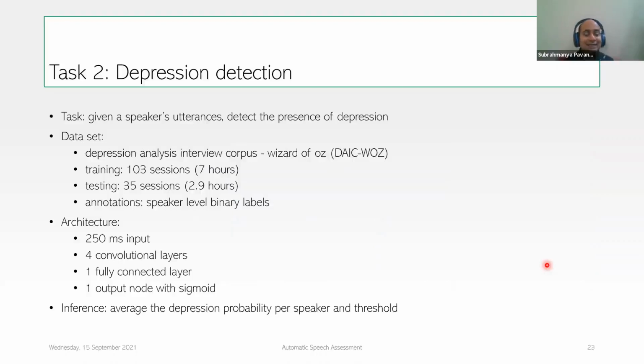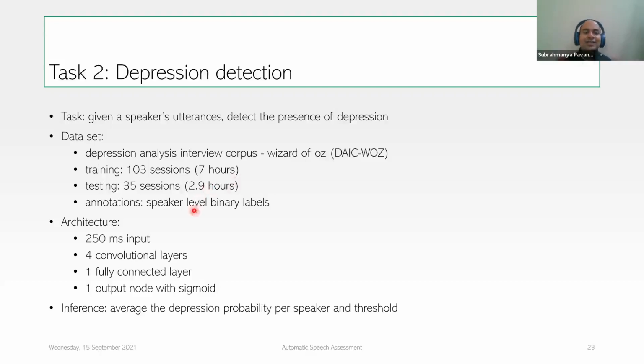The second task is depression detection, where given a speaker's utterance, we detect the presence of depression. The dataset is the DAIC-WOZ corpus, which is the Distress Analysis Interview Corpus, Wizard of Oz. The training contains 103 sessions. That means there are 103 patients who were evaluated for depression, and then they were given labels based on their PHQ-8 score. It's a very small corpus where the training has only 7 hours of data and the testing has 2.9 hours of data.